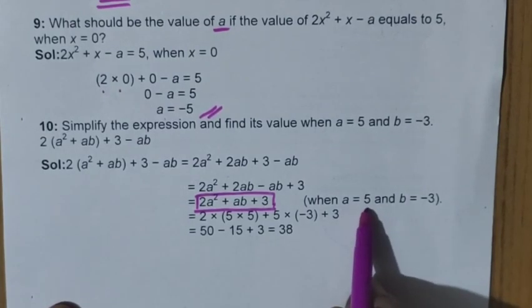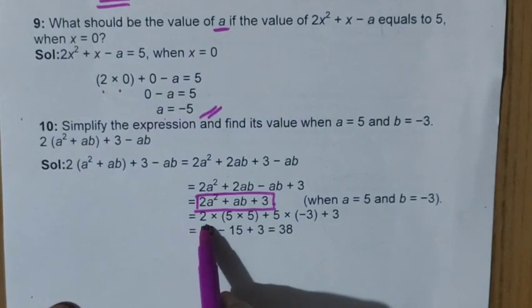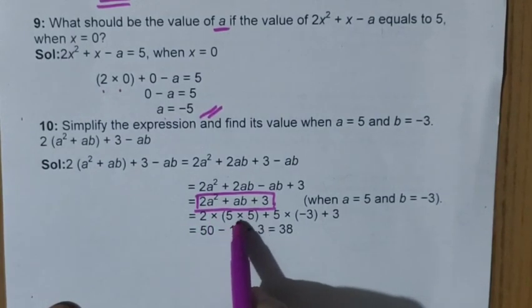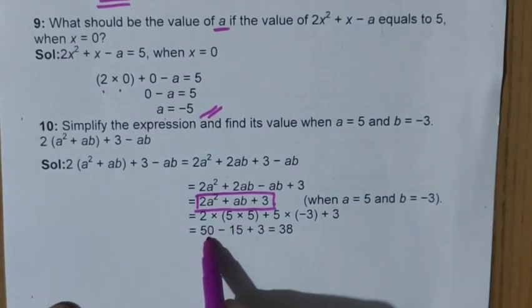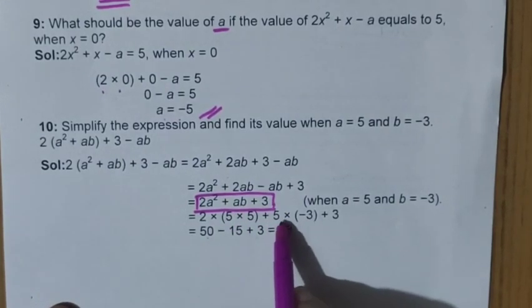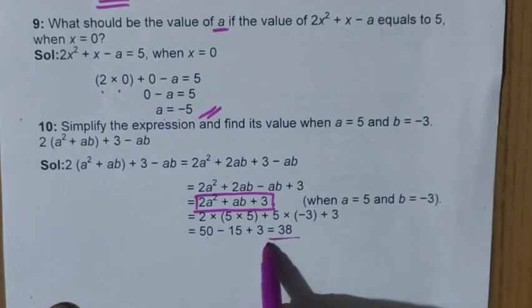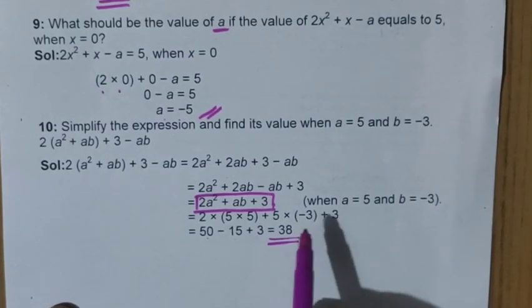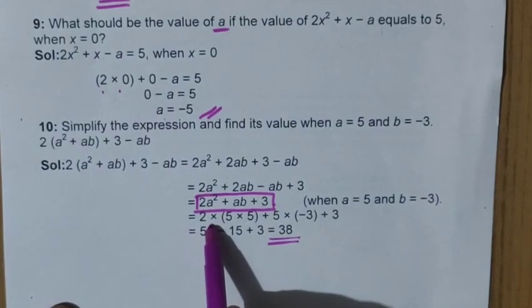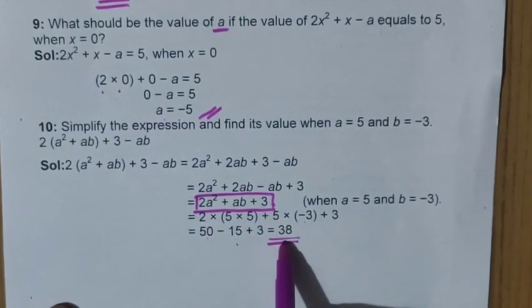Now what are the values to be replaced? a equal to 5 and b equal to minus 3. So 2 into a square means 5 into 5. So 25 into 2, 50 plus ab. a is 5 and b is minus 3. 5 into minus 3 is minus 15, plus 3. So the final answer is 38. So we have replaced a as 5 and b as minus 3. After the simplification we are getting the value 38 only.